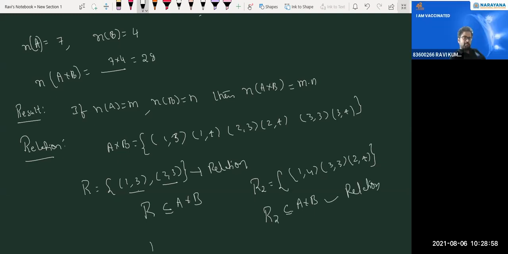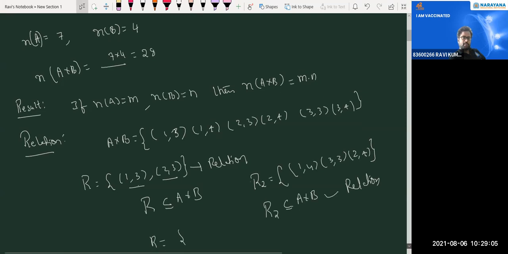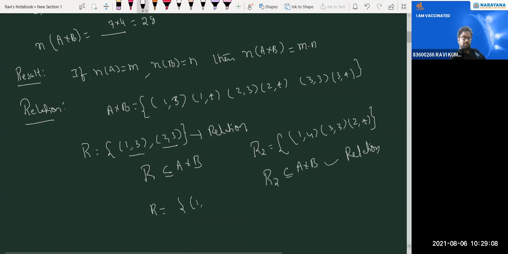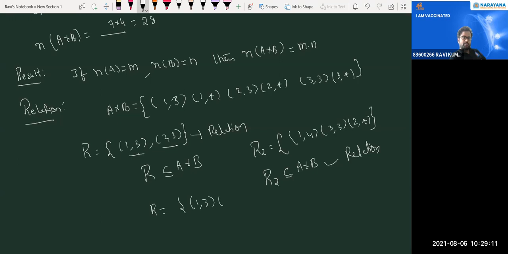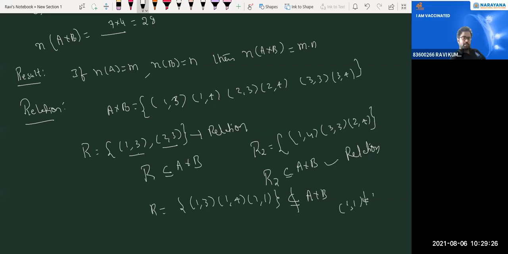Now one more example I'll give: 1 comma 3, 1 comma 4, 1 comma 1. Is it a subset of A cross B? Check once. No, sir. 1 comma 1 is not there in A cross B. That's why it is not a subset. If it's not a subset, it's not a relation.